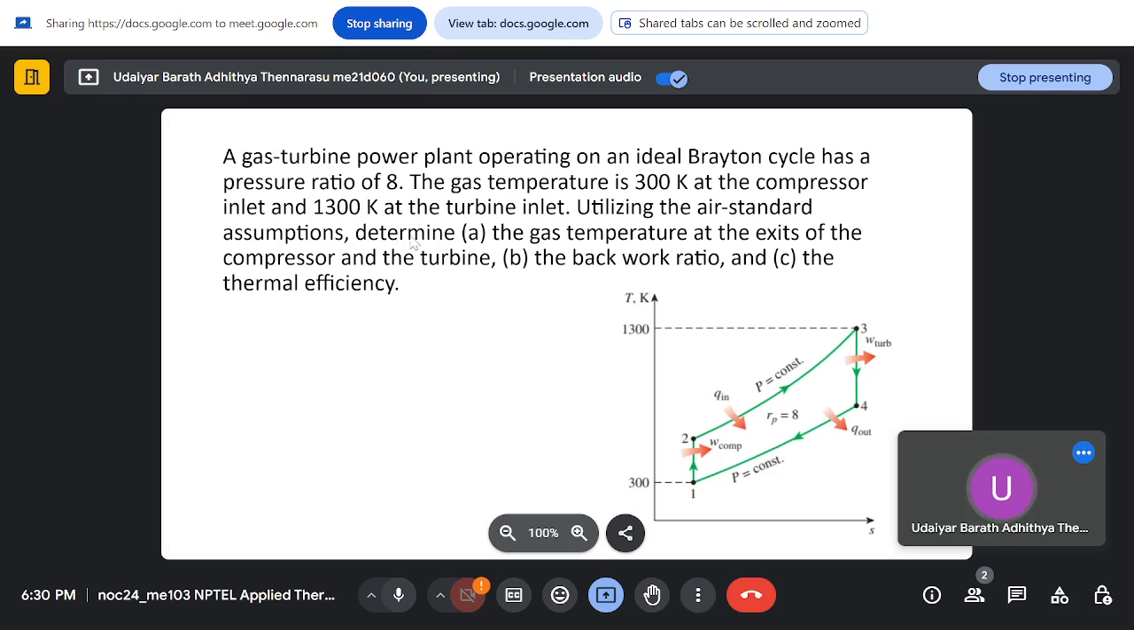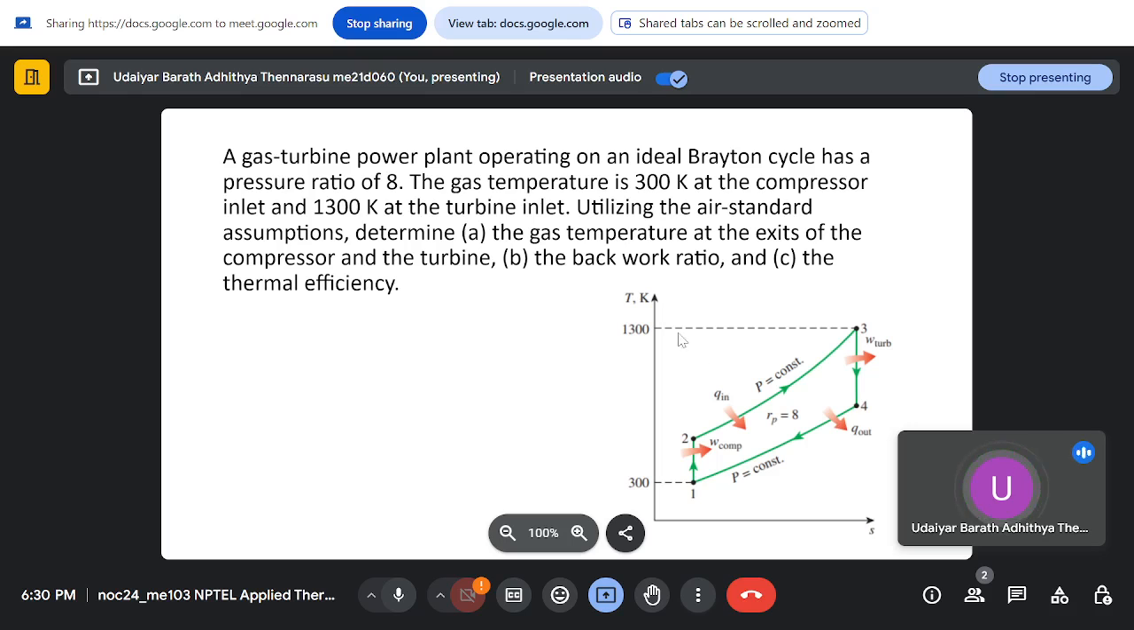A gas turbine power plant operating on an ideal Brayton cycle has a pressure ratio of 8. The gas temperature is 300 Kelvin at the compressor inlet and 1300 Kelvin at the turbine inlet. Utilizing the air standard assumptions, determine the gas temperature at the exit of the compressor and the turbine, the back work ratio, and the thermal efficiency. So we have now moved to numerical. We'll see how to solve this problem.